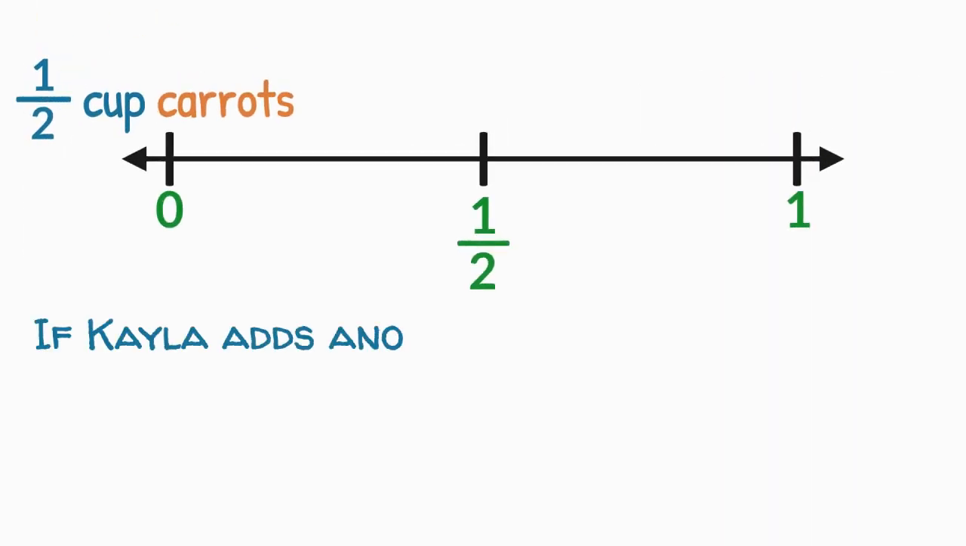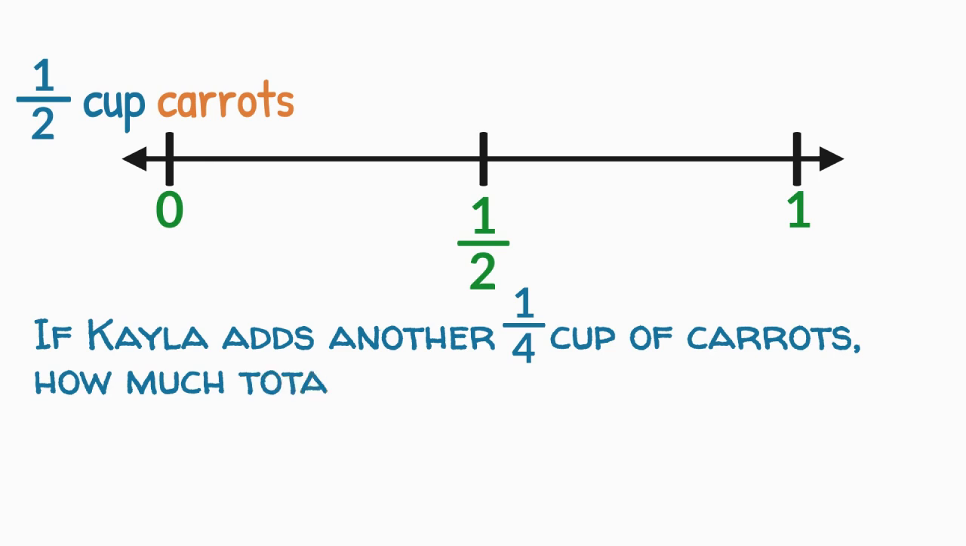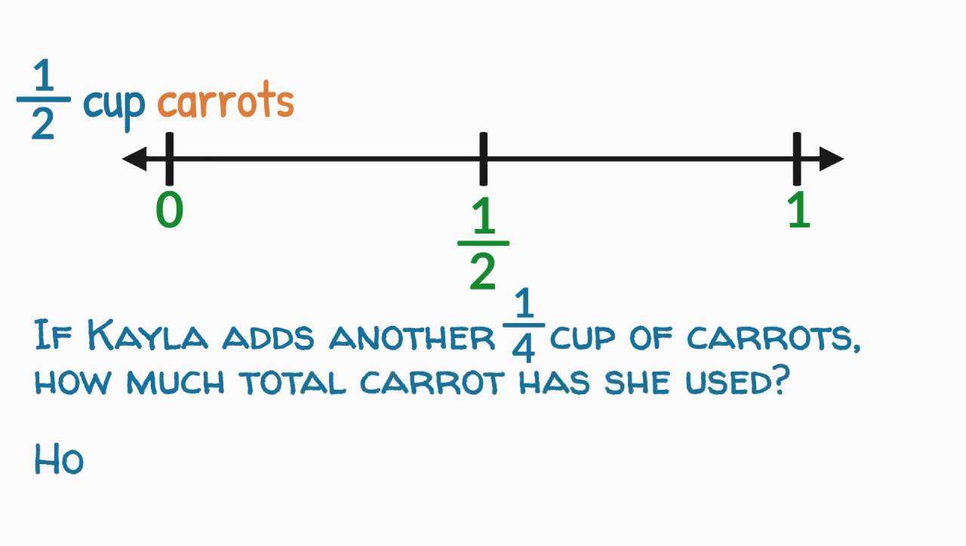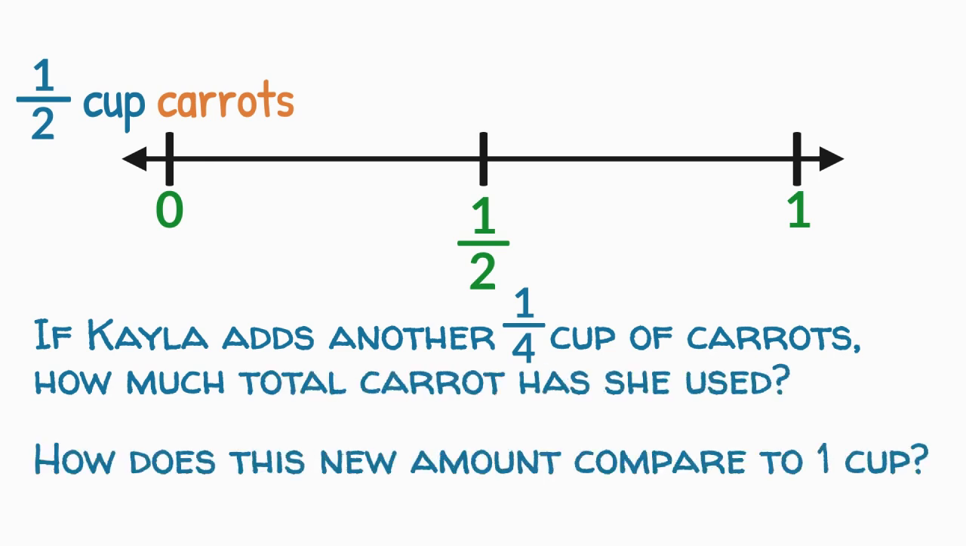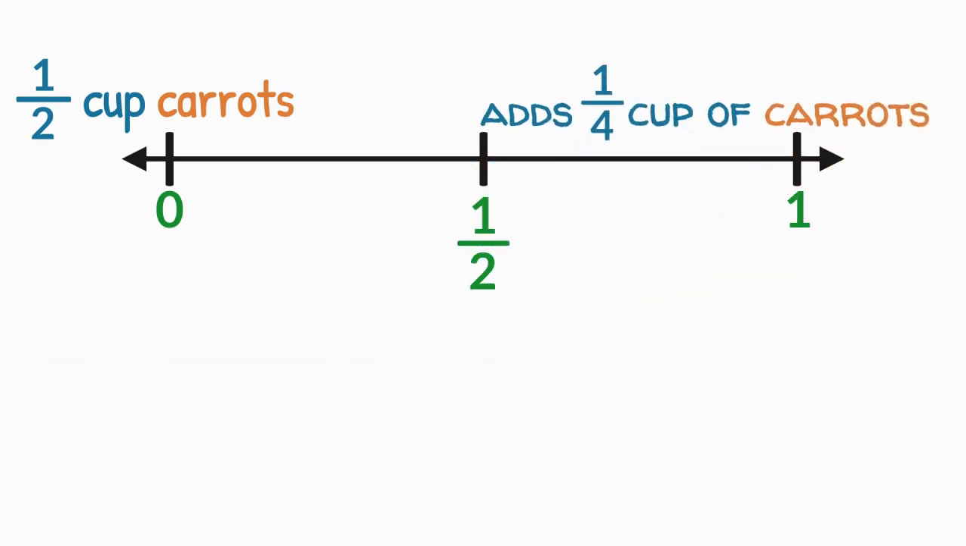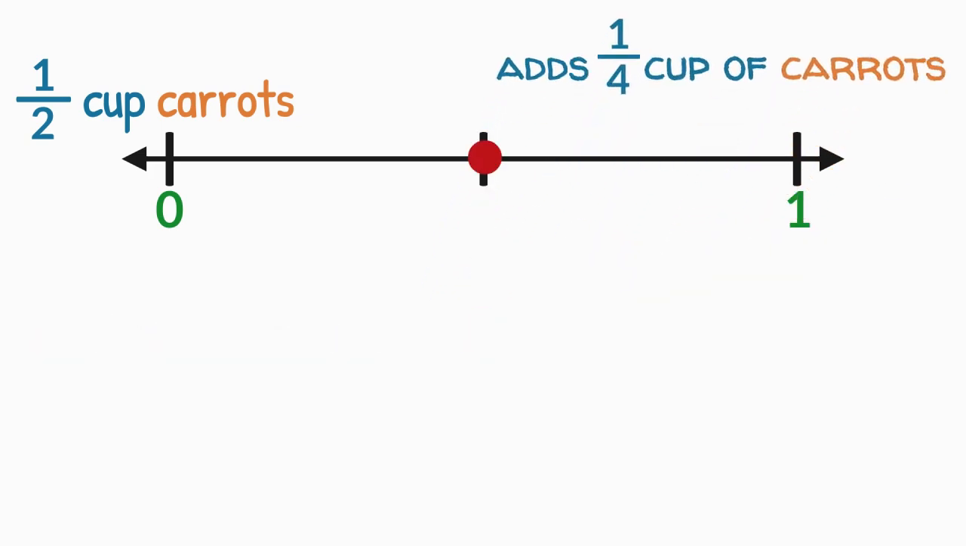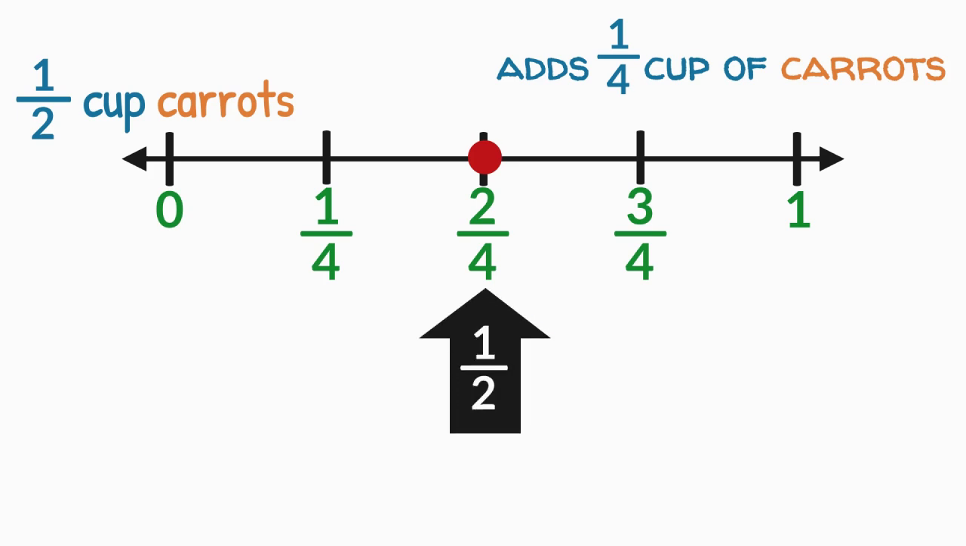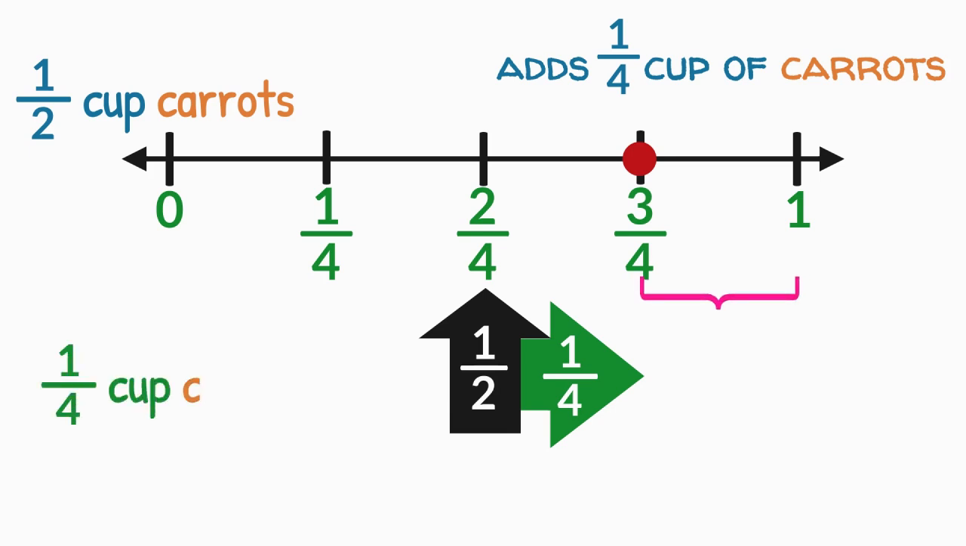If Kayla decided to add another 1/4 cup of carrots, how much total carrot has she used now? How does this new amount compare to 1 cup? Like with the diagram, we repeat the process of dividing the same number line into 4 equal-sized sections to work with the 1/4 cup. We can see that the initial 1/2 cup of carrots is the same as 2/4. Moving an additional 1/4 towards the 1 means we have moved a total of 3/4 of the distance on the number line. With the number line, we can see that there is still 1/4 cup needed to make a full cup.